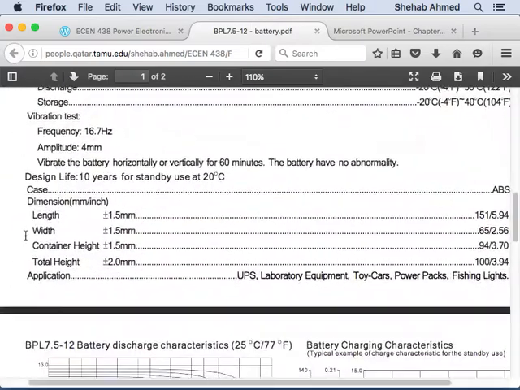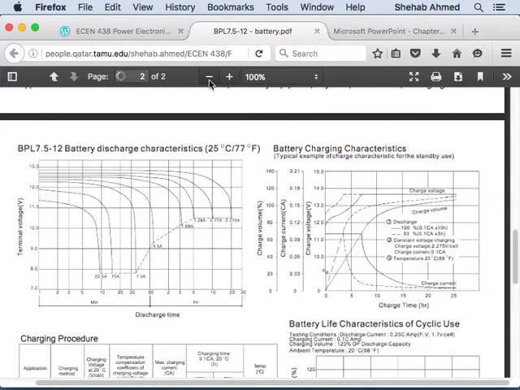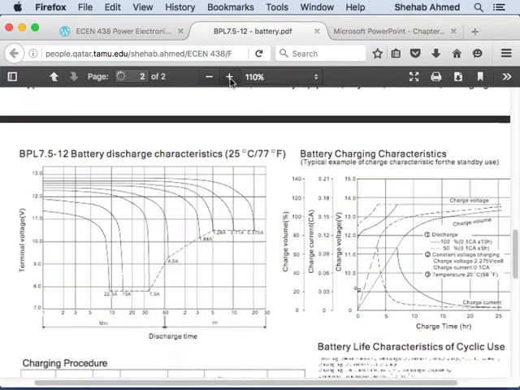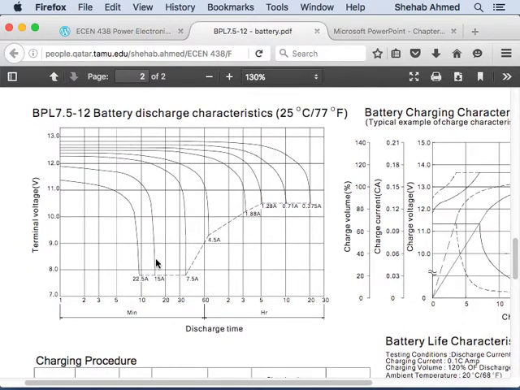So let's look at it. It's not only charge-discharge cycles, it also depends on how much you discharge it, the depth of discharge. This is a curve, for example, showing the terminal voltage versus discharge time, if you're discharging at a certain value of current. If you're discharging at 22.5 amps in 10 minutes, the voltage will go from 11.34 all the way down to a little bit less than 8 volts.